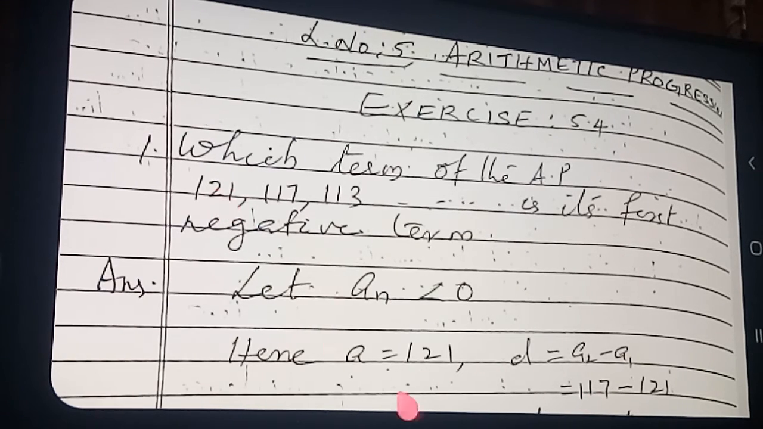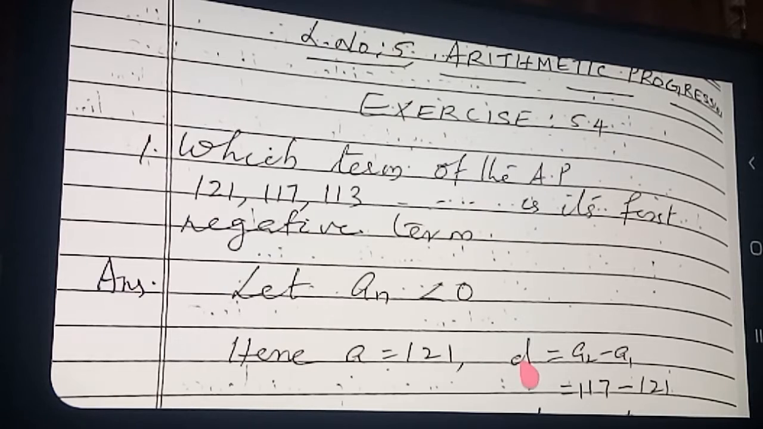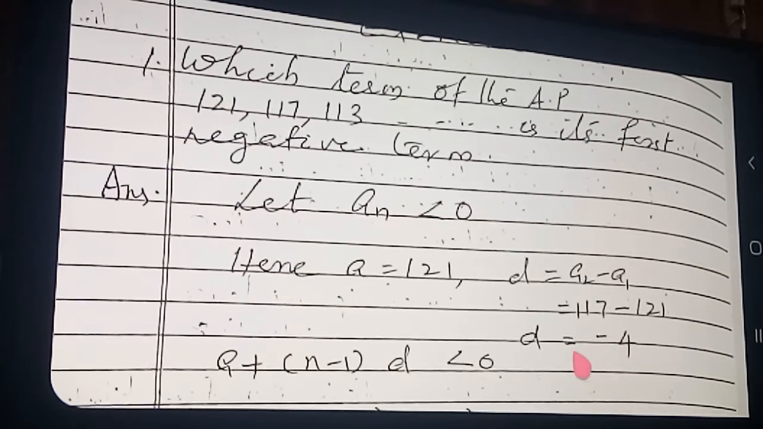So what is the value of a? 121. And what is the value of d? The value of d is a2 minus a1. What is a2? 117 minus 121. So the value of d, how much did we get? Minus 4.